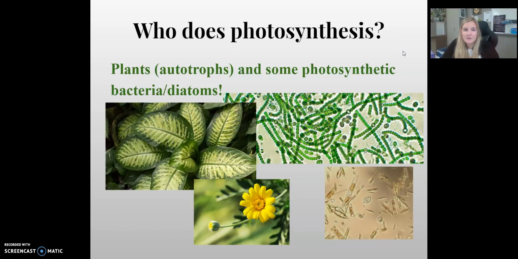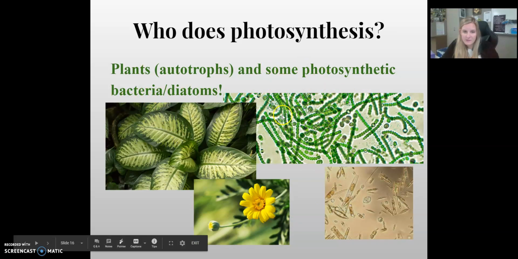Who goes through photosynthesis? Plants, also known as autotrophs, and even some photosynthetic bacteria and diatoms can go through photosynthesis. So here's some photosynthetic bacteria called cyanobacteria. These are what diatoms look like. Almost 80% of our oxygen in the atmosphere is from diatoms, which are photosynthetic, found in water, and then plants as well.